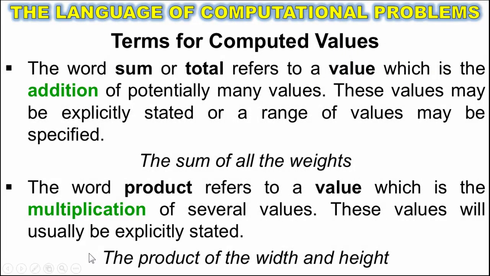The word sum or total refers to a value which is the addition of potentially many values. These values may be explicitly stated or a range of values may be specified. For example, the sum of all the weights. The word product refers to a value which is the multiplication of several values. These values will usually be explicitly stated. For example, the product of the width and height.